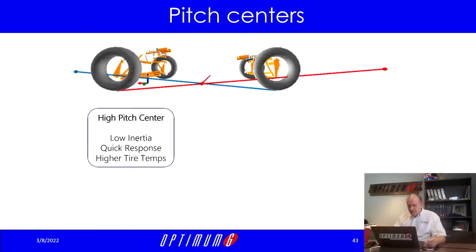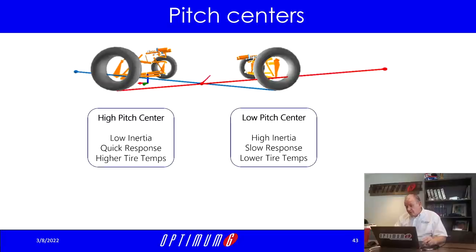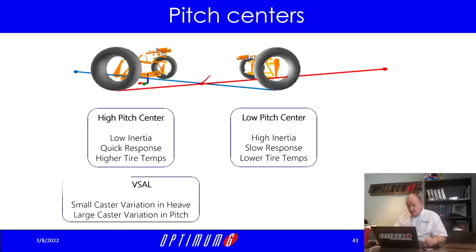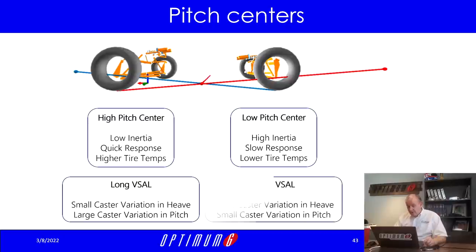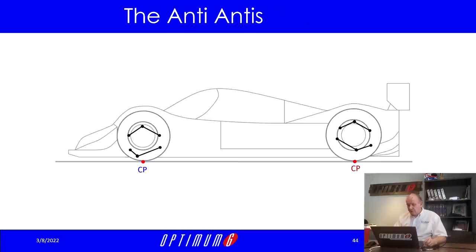Pitch center is the same story as the roll center. When you have a high pitch center, you have lower inertia, quicker response, and probably higher tire temperature, because you have a lot of anti-dive, anti-squat, so you put more and more effort in the tires quickly. If you have a low pitch center, you have high inertia, slow response, and lower tire temperature. So a long virtual axle gives smaller caster variation in heave, but large caster variation in pitch, and the same thing the other way around with a short virtual swing axle. Once again, without knowing your tire model, that's going to be very difficult.